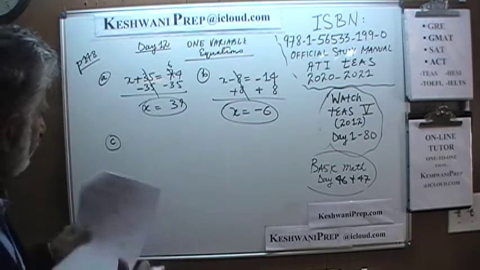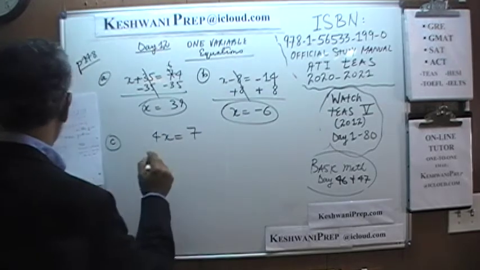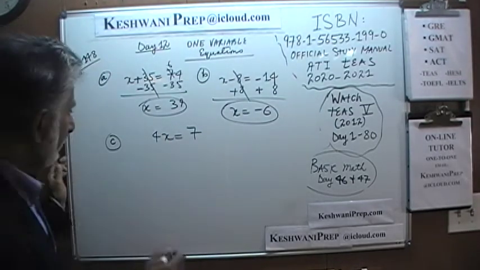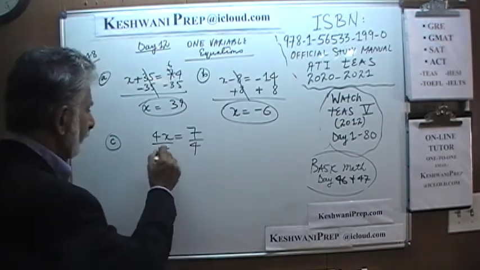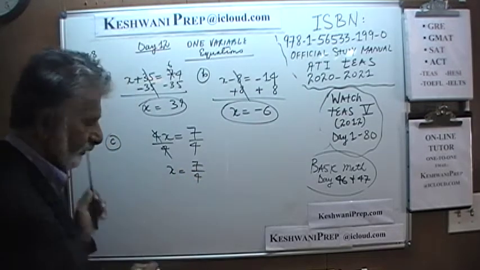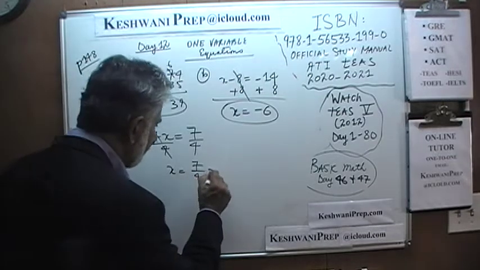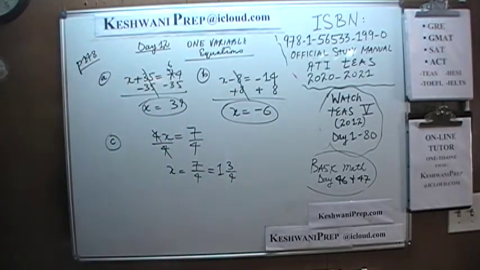C says 4x is equal to 7. And we want to get the x by itself, and we're going to do that by dividing both sides by 4. And the 4 is going to drop out, and x is equal to 7/4, or if you like, 1 3/4. There you go. Let's do part D. Part D is on the next page, page number 149.